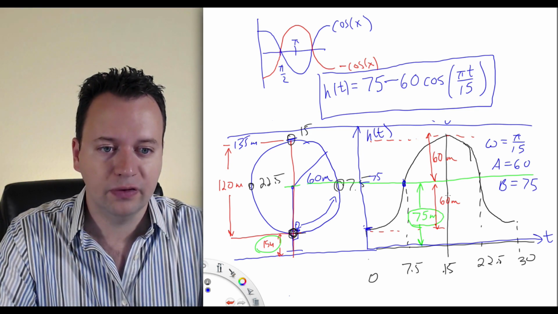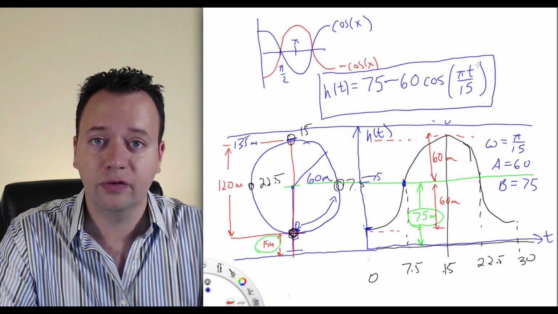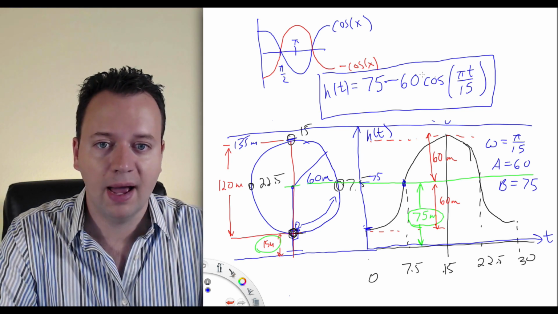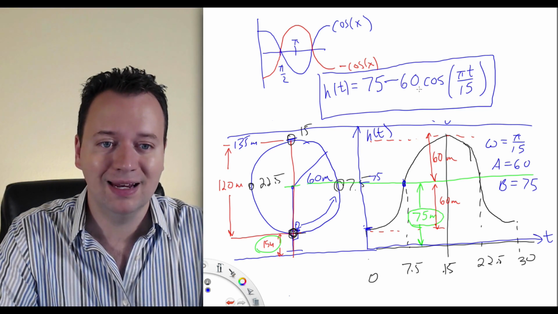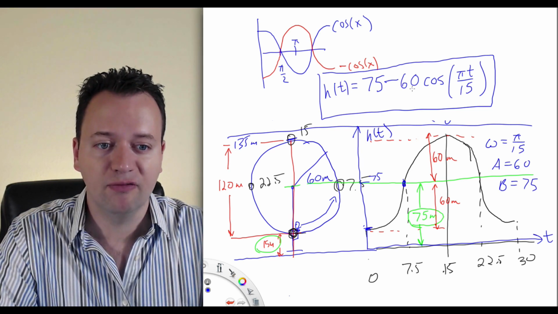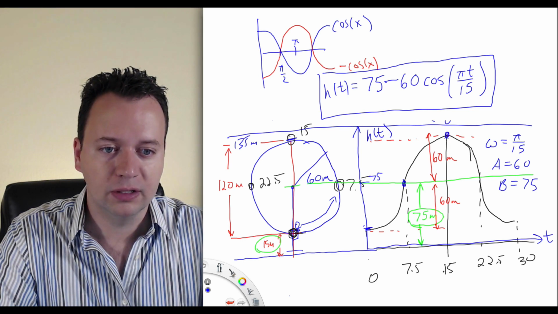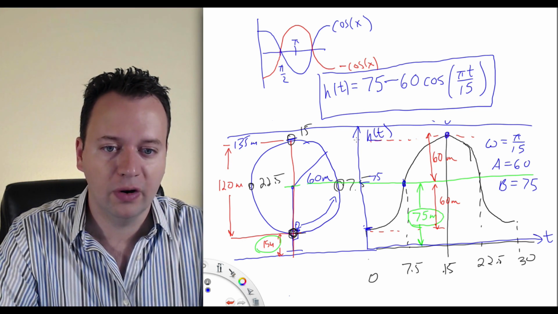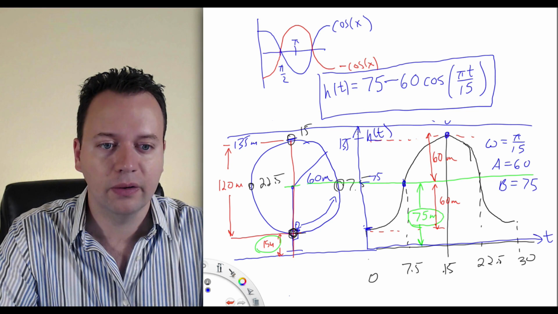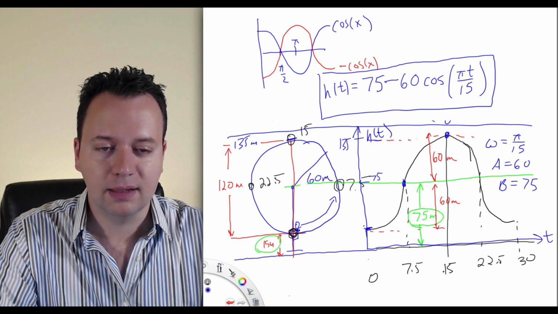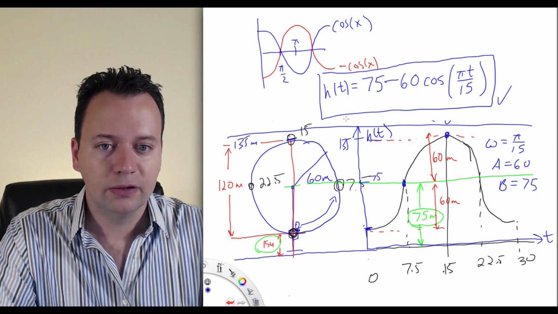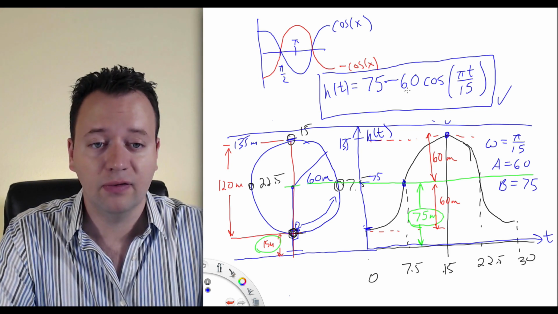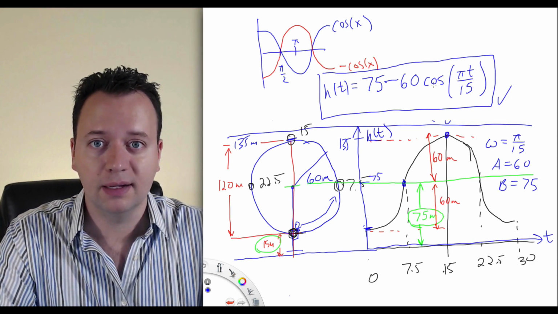When the time is 15 minutes, 15 over 15 is 1, and we have the cosine of pi. Cosine of pi is -1. So we get 75 minus -60, which is 75 plus 60, which is 135, which is the very top of the Ferris wheel. So it looks like that checks out. So the height as a function of time is just 75 minus 60 cosine pi t over 15.